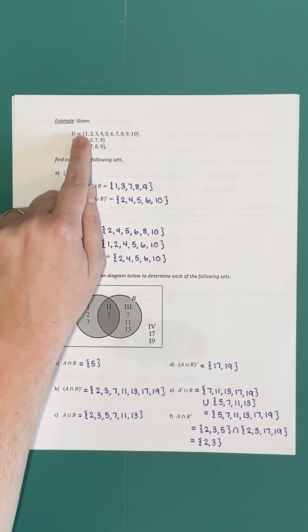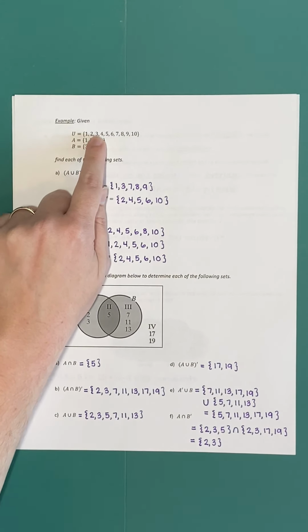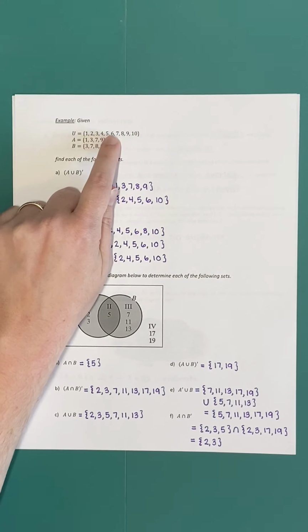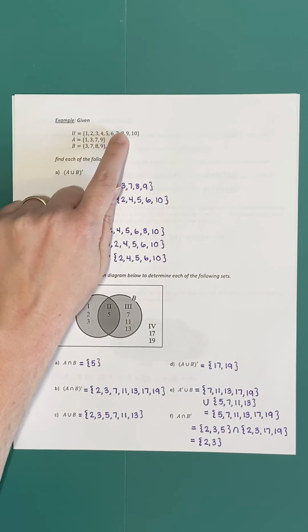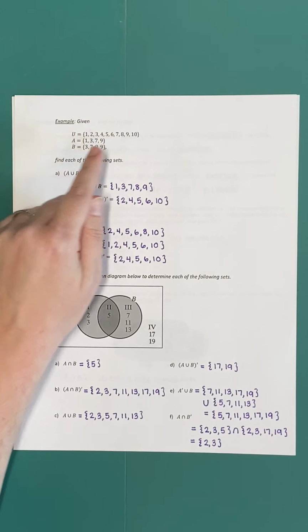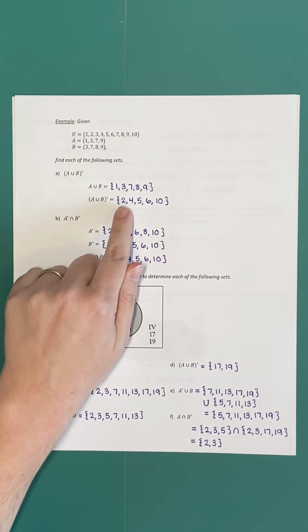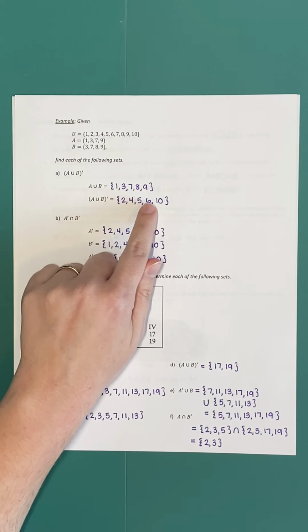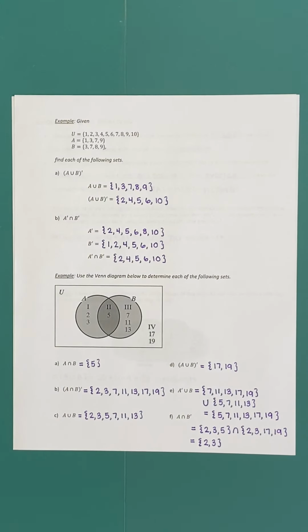Well, 1 comes out, 2 is left, 3 comes out, 4, 5, and 6 are left, 7, 8, and 9, all 3 of those come out, and then we're left with 10. So our final set is going to be 2, 4, 5, 6, and 10. That is going to be the result of taking the union and then taking the complement.